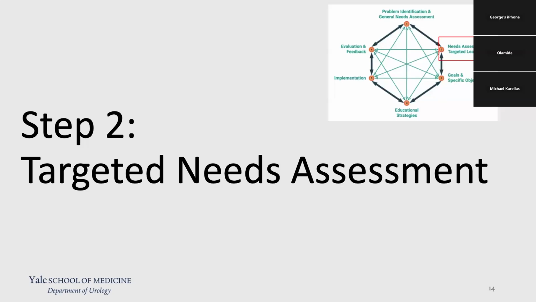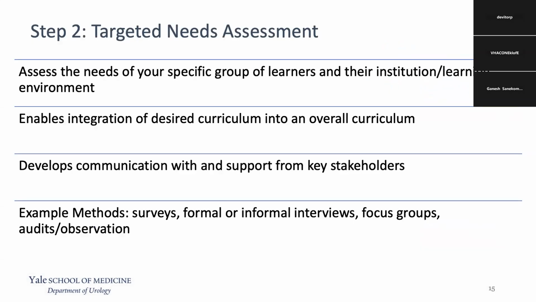So step 2 brings you to the targeted needs assessment. This is where you go from the more global or national approach to looking more at what's going on at your institution and at your local level. When thinking about your curriculum, you want to assess the needs of your specific groups of learners and understand what their learning environment is and what's available at your institution in order to create a curriculum that will be successful.